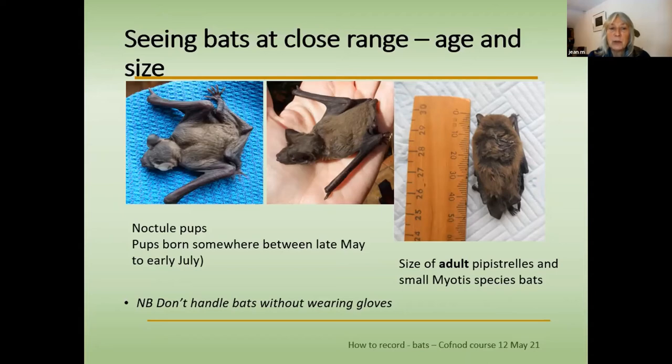So bat pups are born anywhere between late May and early July, depending on the season and the species. Outside that time, you may see a juvenile in August, but after that time they will be adults. So we often get people saying they found a baby bat any time of the year because they don't realise that adult bats are so small. On the right hand side is the size of an adult pipistrelle, and the small Myotis species are a similar size to that. And they always look a lot bigger when they're in flight, so people will think there might be two different species, seeing one flying around and then seeing one on the ground. Because when the wings are open, they are much larger.